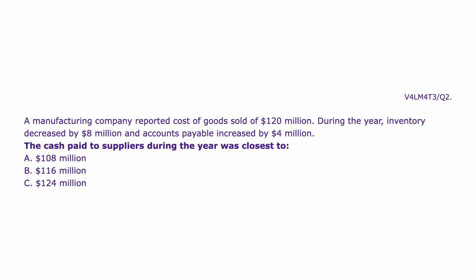A manufacturing company reported cost of goods sold of $120 million. During the year, inventory decreased by $8 million and accounts payable increased by $4 million. The cash paid to suppliers during the year was closest to: A. $108 million, B. $116 million, C. $124 million.